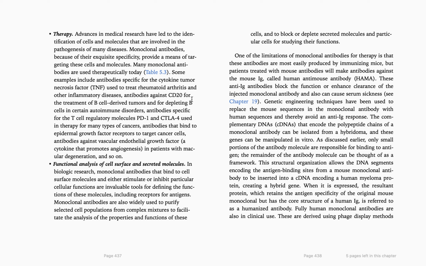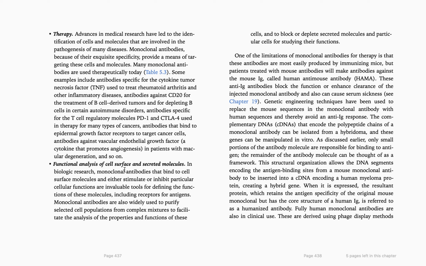Antibody against CD20 for treatment of B cell-derived tumors, and for depleting B cells in certain autoimmune disorders. Antibody specific for the T cell regulatory molecules PD1 and CTLA4 used in therapy for many types of cancer. Antibody that binds to the epidermal growth factor receptor to target cancer cells. Antibody against vascular endothelial growth factor, a cytokine that promotes angiogenesis, in patients with macular degeneration and so on.